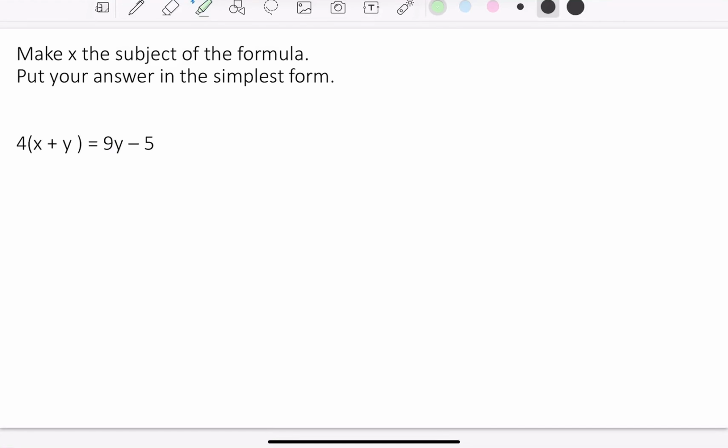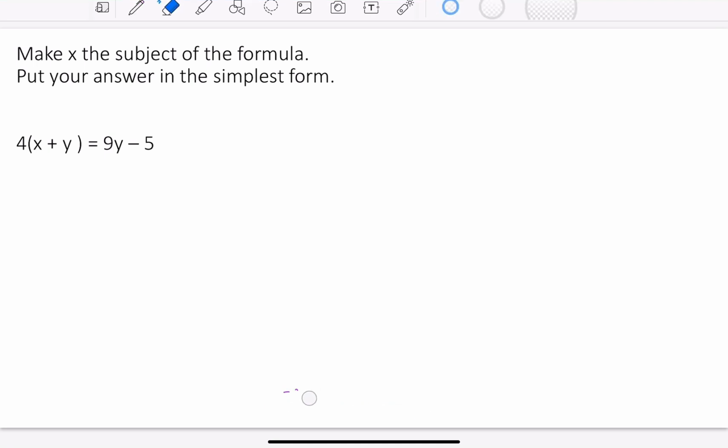For this question, we're looking at changing the subject of the formula. To make something the subject means to have that thing equal to everything else you have. So we're making x the subject, so our final answer should be x equals something. Whatever it is, I don't know yet, I haven't worked it through, but it should be x equals something.